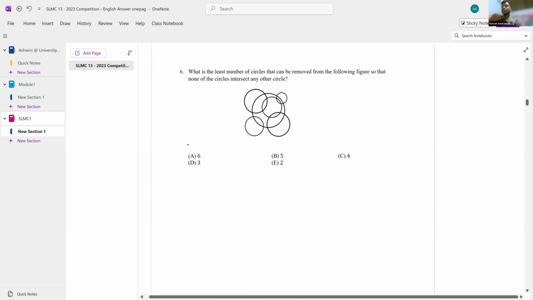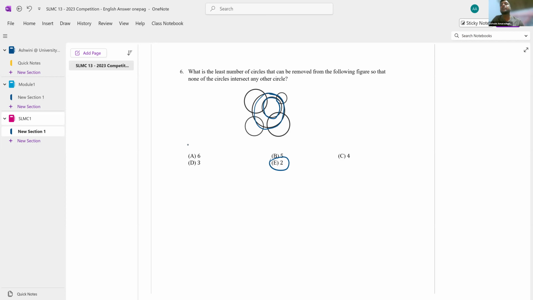Let's move on. What is the least number of circles that can be removed from the following figure so that none of the circles intersect any other circle? So if I want to remove the intersections, I would start removing the circle that would intersect most of the other circles. So that would be this circle. So 1 is not an answer. So it should be at least 2. But you can see when you remove the second circle, the other 4 circles will be untangled. So I would say the approach would be removing the maximum intersecting circles.